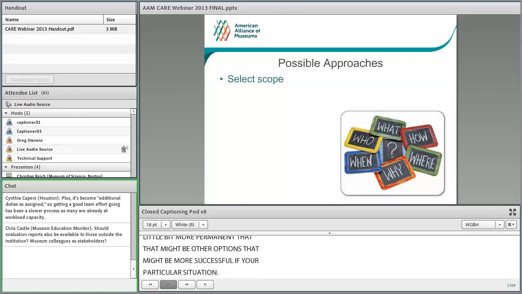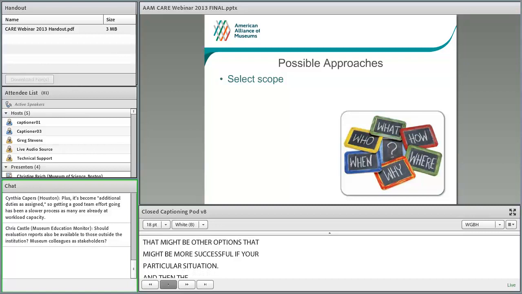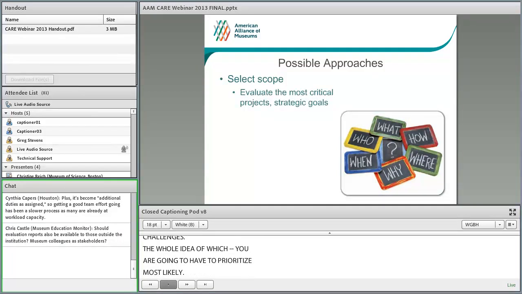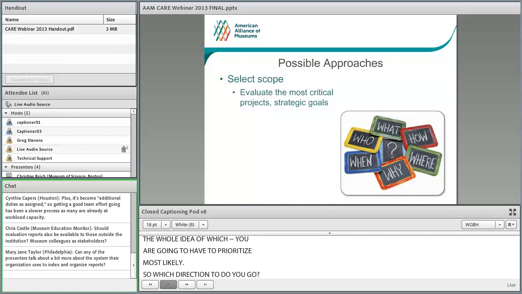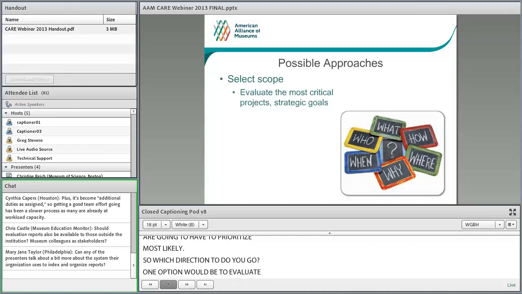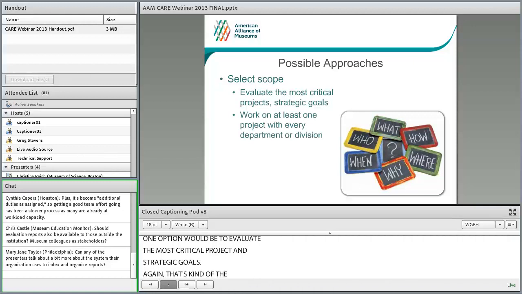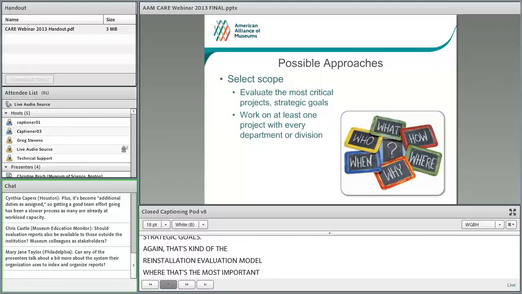And then the last issue is selecting scope. That came up on that issue of challenges. The whole idea of which you are going to have to prioritize most likely. So which direction do you go? One option, again, would be to evaluate the most critical projects and strategic goals. Again, that's kind of the reinstallation evaluation model, where that's the most important thing going on at the museum.